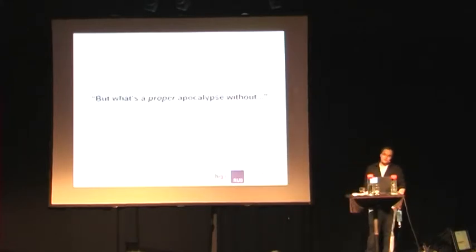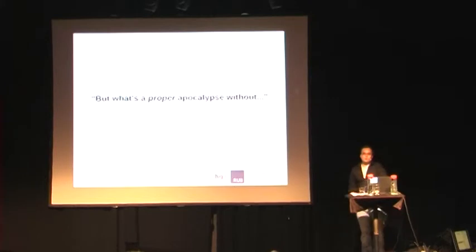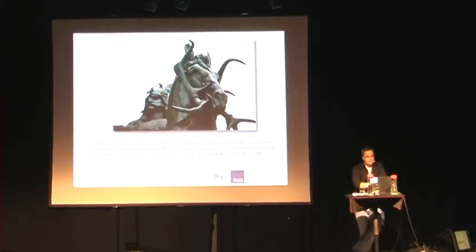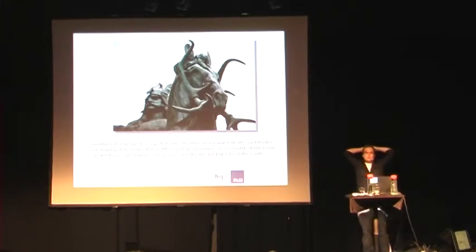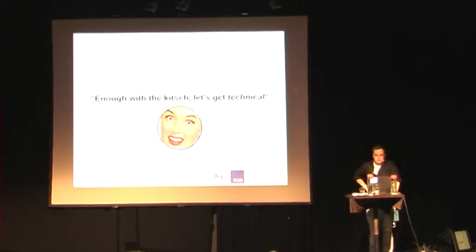Another question is, we've seen three of these horsemen, but what's a proper apocalypse without the fourth horseman, of course? And this is the fourth horseman. And this is actually one awesome statue in, I think it's in Bulgaria. No, it's actually in Hungary. And this fourth horseman is, in my opinion, an entirely new class of attack, an entirely new kind of cross-site scripting, and it's something that we don't have too many defenses against, and I want to show you what I mean. But enough of the kitsch, let's get actually technical and see some source code.